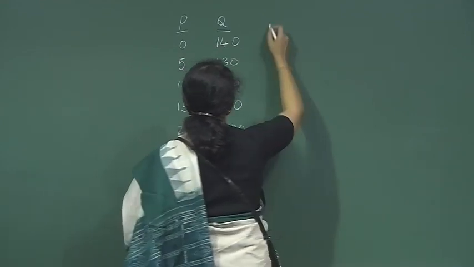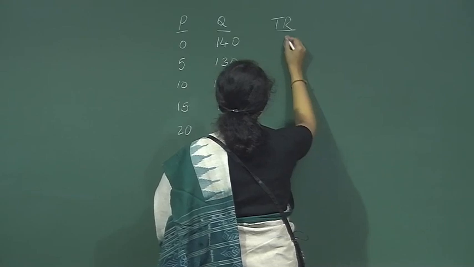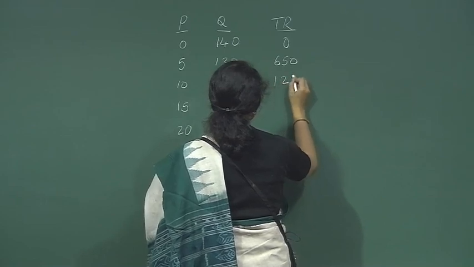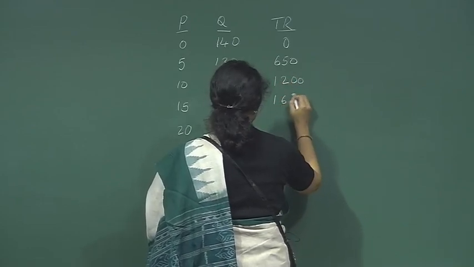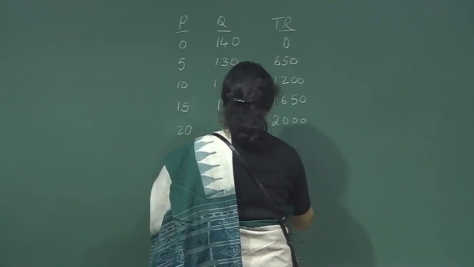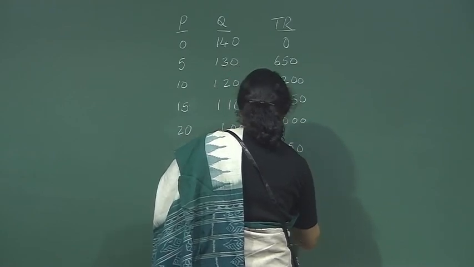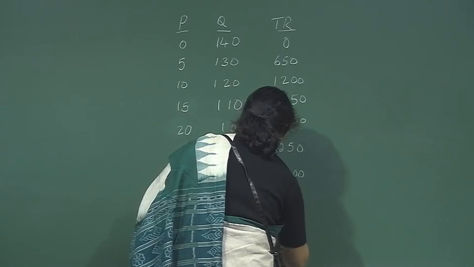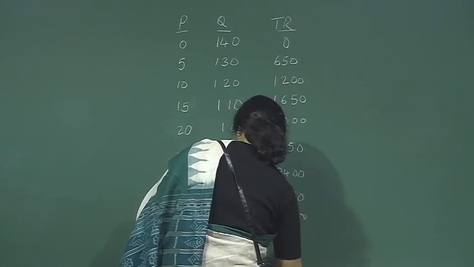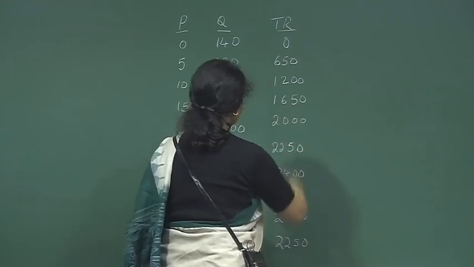So let's write down the total revenue in each of these cases: 0, 650, 1200, 1650, 2000, 2250, 2400, 2450, 2400. So these are the total revenue.